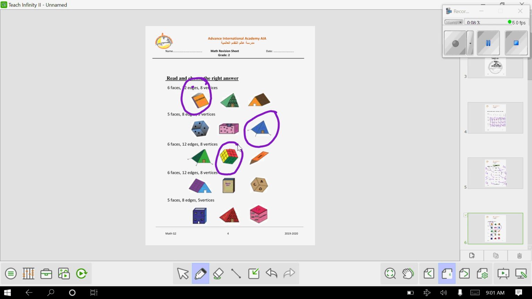It has 6 faces, 12 edges, and 8 vertices. Again, 6 faces, 12 edges, and 8 vertices.